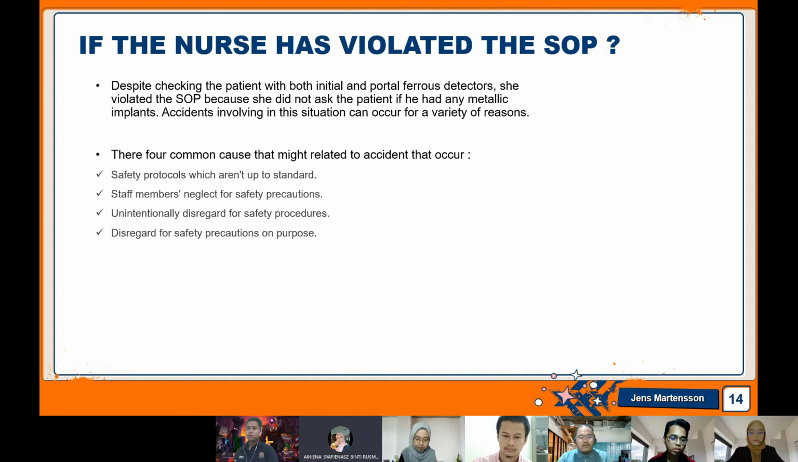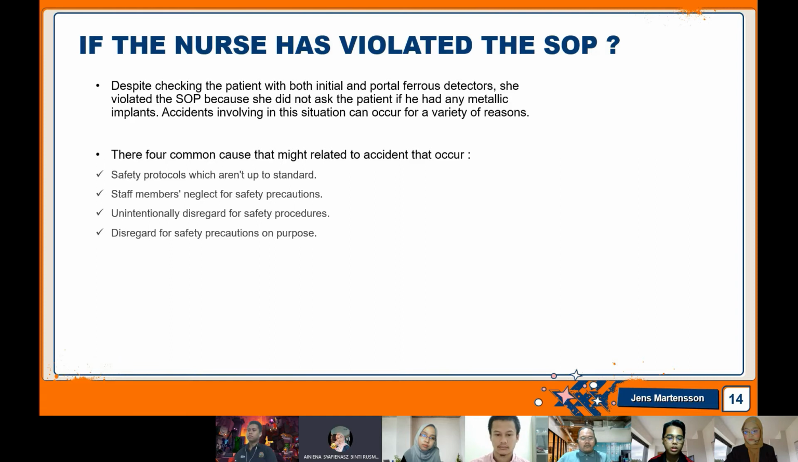The first one is safety protocols which aren't up to standard. Some MRI centers have a dangerous gap in their safety procedures due to insufficient or obsolete safety protocols, allowing untrained staff or maintenance personnel into the MR system space. Insufficient training programs, a lack of policy on the use of certain types of equipment in the MRI area, and failing to verify equipment labeling are all common examples.